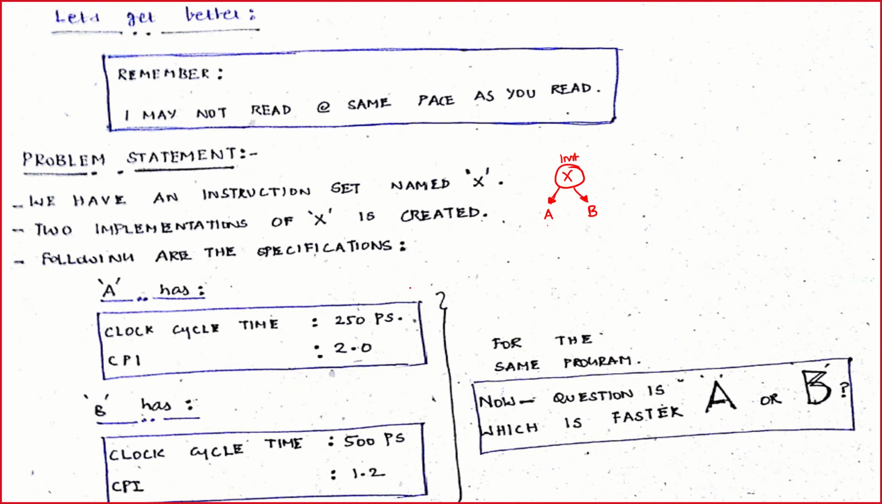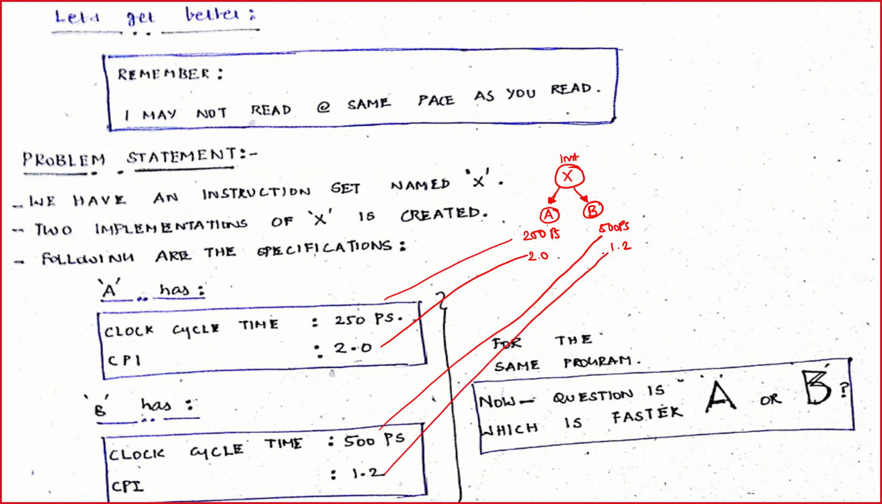The clock cycle time for A is 250 picoseconds, whereas it is 500 picoseconds for B. The CPI, what is CPI? Clocks per instruction. It is 2.0 here and 1.2 here. Remember it. I have two different variants A and B, where the clock cycle time is 250 here and 500 here, whereas the CPI is 2.0 here and 1.2 here. Now I will give you a program. Say it has 5 lines.